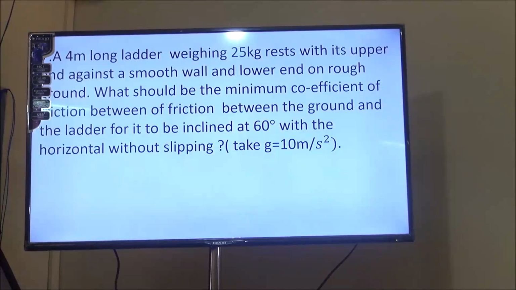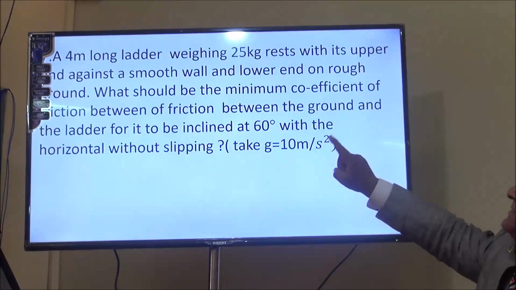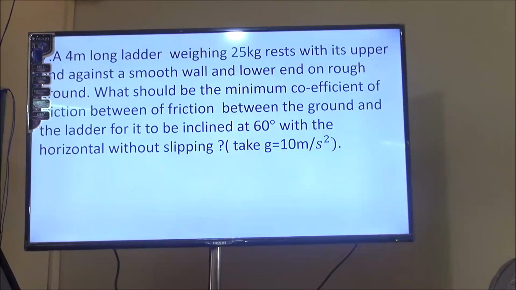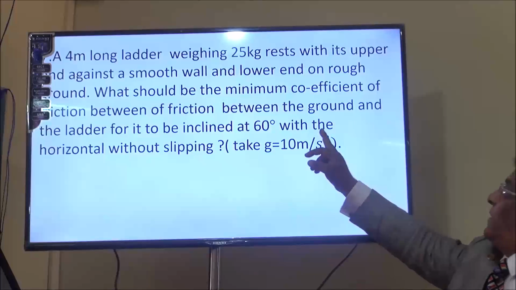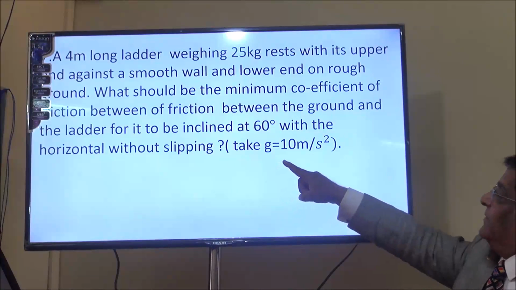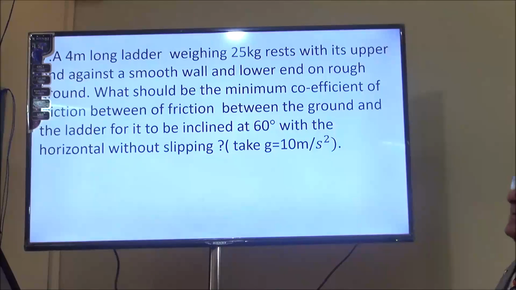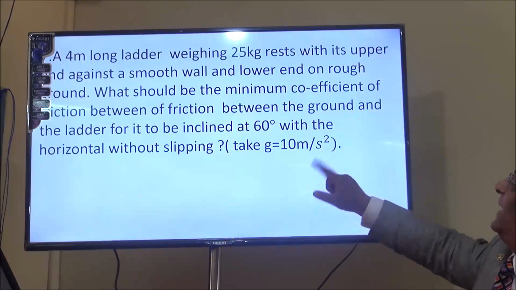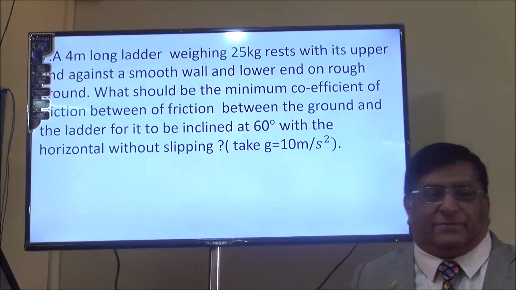See the question. A 4-meter long ladder. It has got some weight. It is rest with the upper end against a smooth wall and lower end on a rough surface. Where is the friction? Only on the floor, not with the wall. Okay. Between ground and the ladder. What should be the minimum coefficient of friction between ground and the ladder for it to be inclined at 60 degree with the horizontal without slipping?